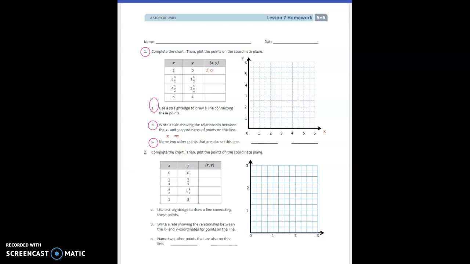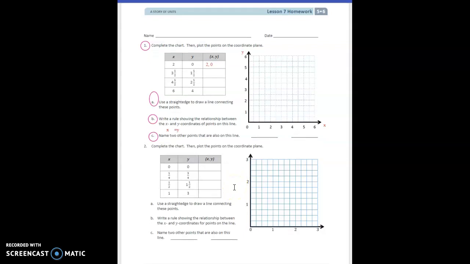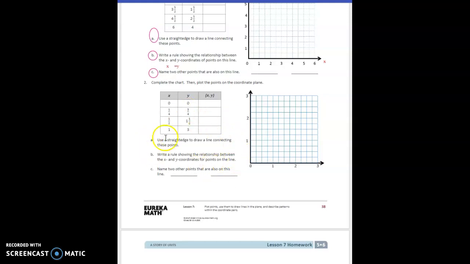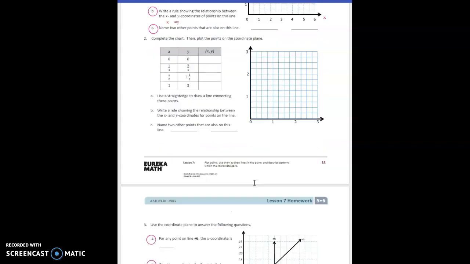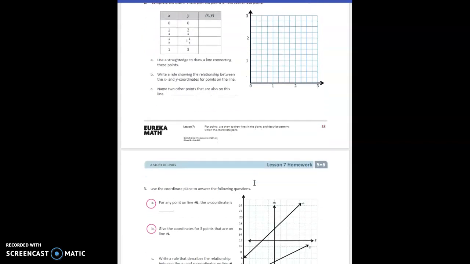Part C says, name 2 other points that are also on this line. So once you find your line, whatever direction it's going, you literally just have to go across the x and then up to the y to see what other points that we haven't identified yet could also fall on that line. There are several different answers. It's not limited to just 2, so you can all have many different answers. You can try out number 2 if you'd like, and then I will also grade it and let you know how you're doing if you'd like to have that extra challenge. A lot of you have been, and it's going well. Nice job.